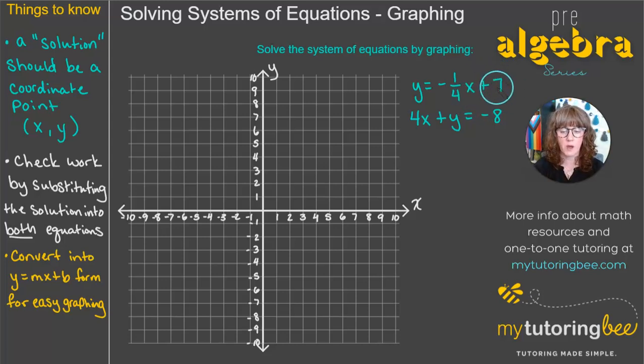Let's start off with our y-intercept here at +7. And then our slope is -1/4, so I'm going to, from that point, go down 1, and then over 1, 2, 3, 4, down 1, 1, 2, 3, 4.